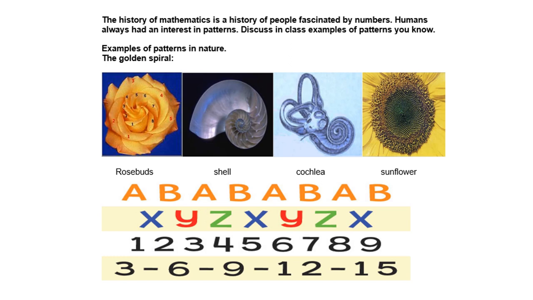Or if you look at how the seeds on a sunflower are arranged, it is also in a spiral form. Or look at our galaxy, the Milky Way, which is formed in a spiral. Those are all patterns. Or look at the letters A, B, A, B, A, B, A, B. You'll notice there's a pattern. X, Y, Z, X, Y, Z, X, Y, Z. There is a pattern. 1, 2, 3, 4, 5, 6, 7, 8, 9, 10, and so on. There's a pattern. 3, 6, 9, 12, 15. There is a pattern. So there you are. Patterns are all around us.